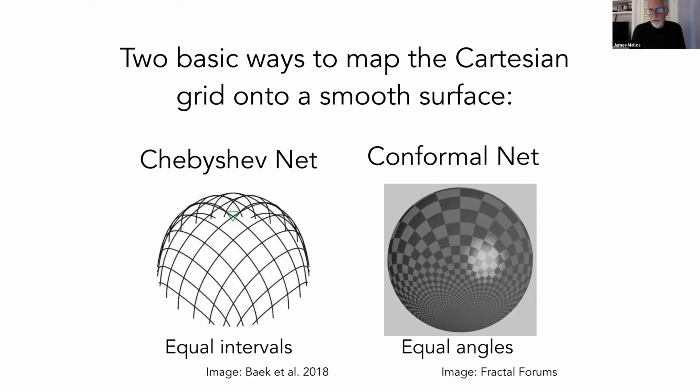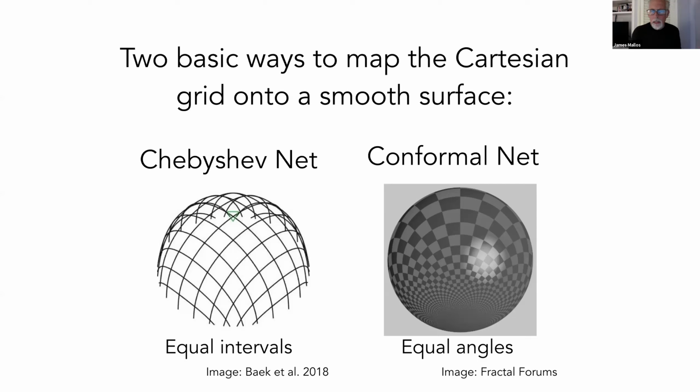There's basically two ways you can put the Cartesian grid onto a smooth surface. The conformal net is probably more familiar, where we keep all the angles the same, but we can change the lengths any way we want. And then what is now called the Chebyshev net, where we don't worry about the angles, but we keep the intervals between the intersecting grid curves the same distance as measured on the surface. And then there's a discrete version that's a little easier to play with, where you don't worry about measuring distance on the surface, but just between two points in space.